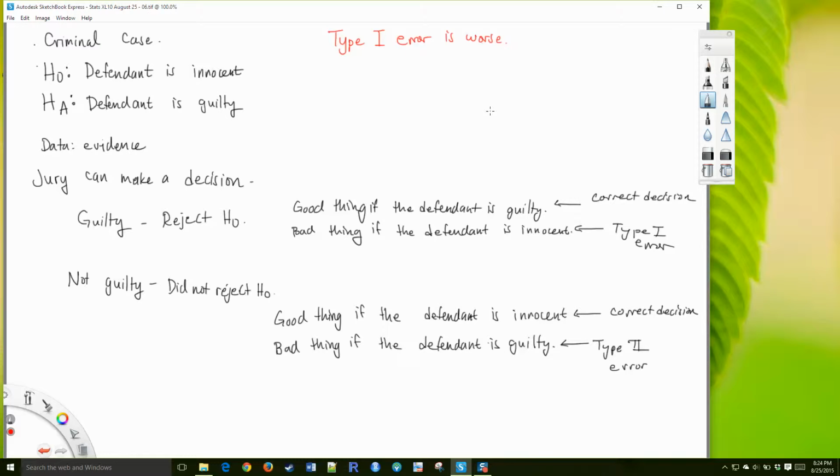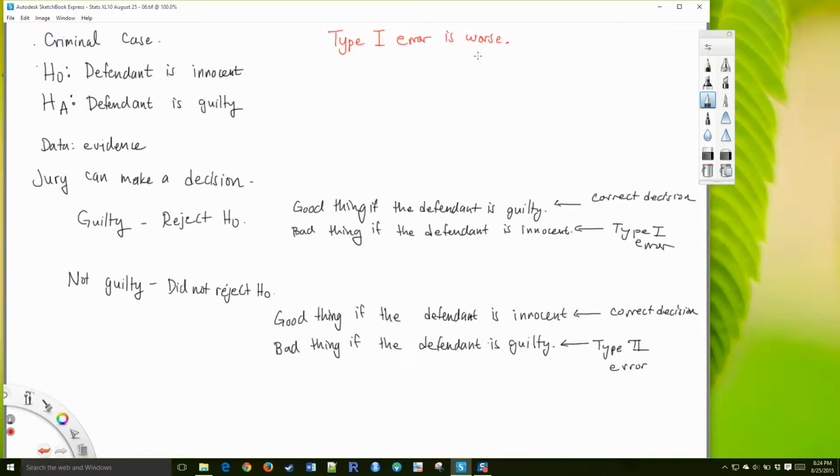Yeah, that's how our justice system is set up. Okay. So you mean in this case, type 1 error is worse? Yes, in this situation. Okay. So in this situation, a type 1 error is worse.